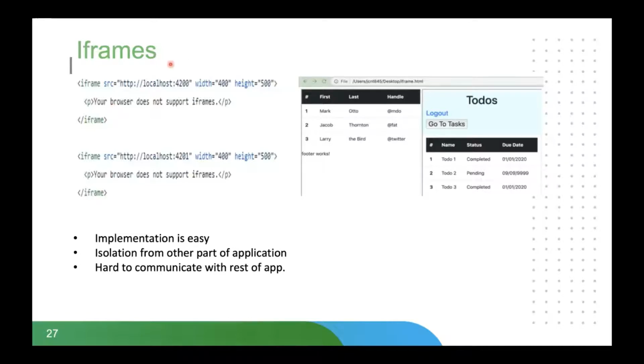You have one micro frontend that is deployed at localhost port 4200, and when you want to implement it in the container app, you just have to give the source URL here, and that's how you have composed your micro frontend into the container. So implementation is quite easy. As you can see, this part is the one micro frontend, and it is implemented in the container app.